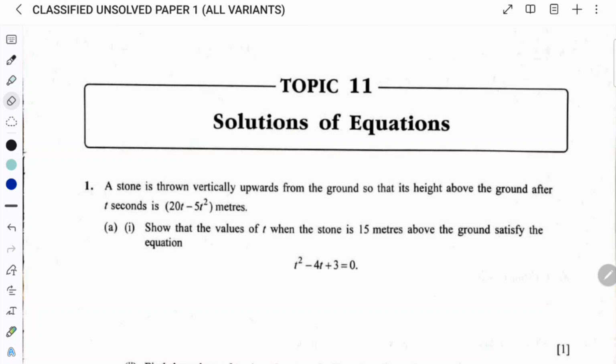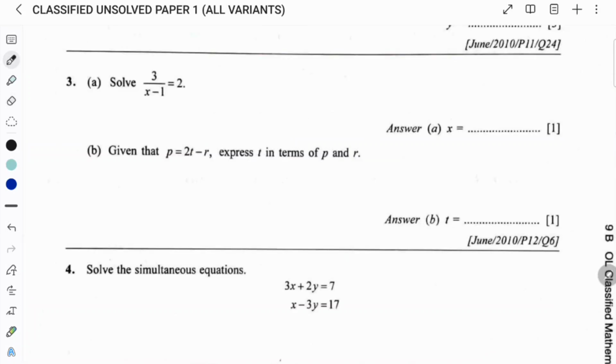So let's begin. Here in question number 3 part B, given P equals 2t minus r, express t in terms of P and r. It means that we'll have to make t the subject. Alright, so 2t minus r is equal to P. Now 2t is equal to P plus r, and then t is equal to (P plus r) upon 2, which is the answer for this question.